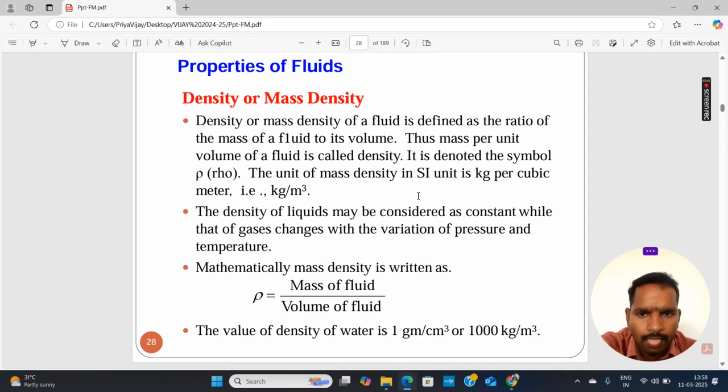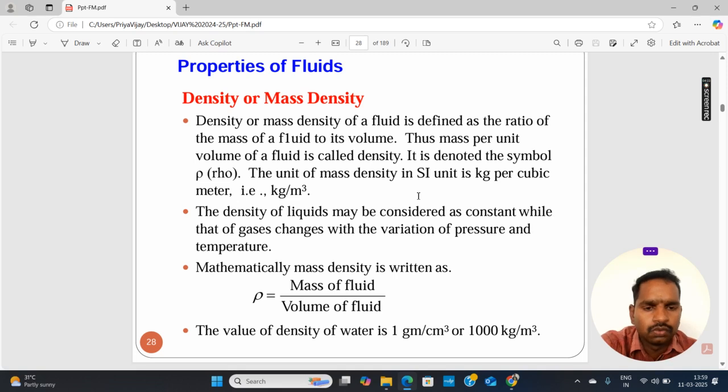If you take any fluid and want to calculate its density, you need to know both the mass as well as the volume. In that case, we can easily determine the density or mass density of the fluid. The unit for mass density in the SI system is kilogram per meter cube. Generally, the density of a liquid may be considered constant, while that of gases changes with variation of pressure and temperature. That's why the density of water always has a constant value, 1000 kilogram per meter cube, whereas the density of air is 1.27 kilogram per meter cube.